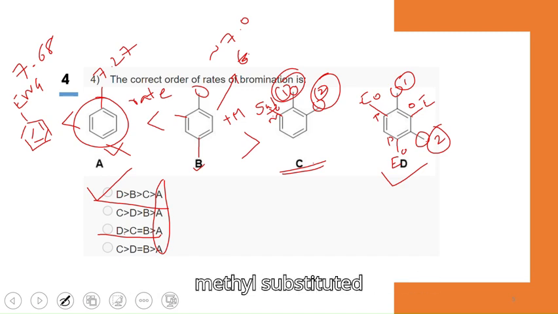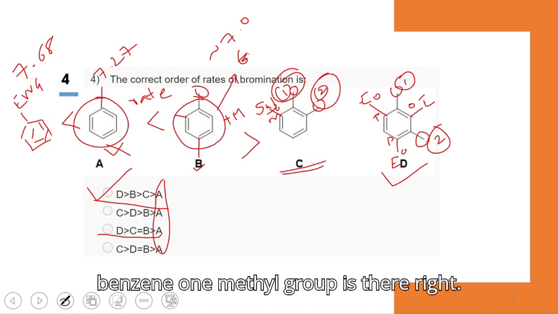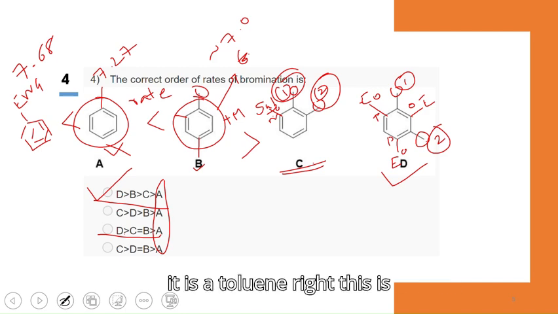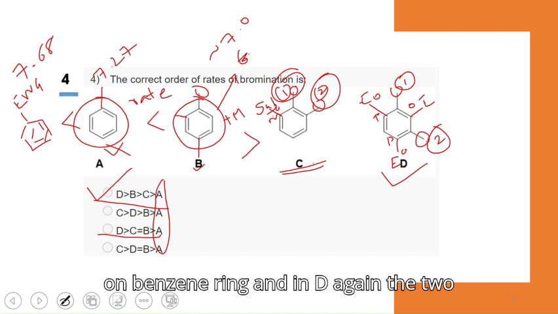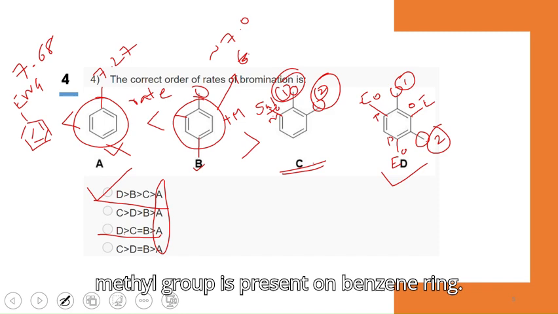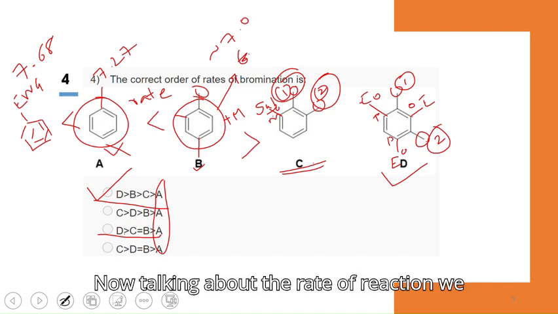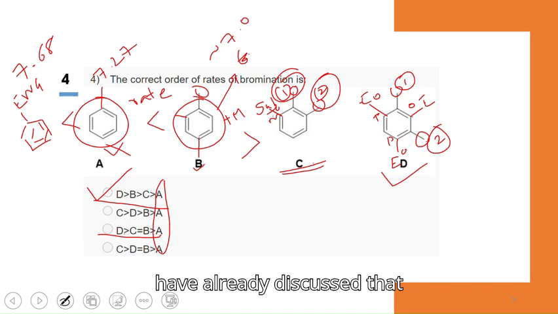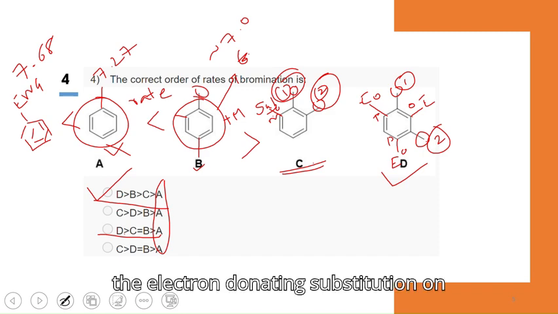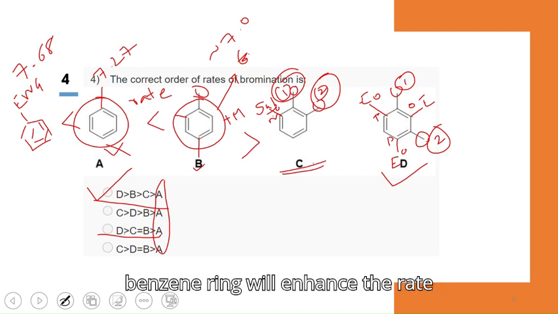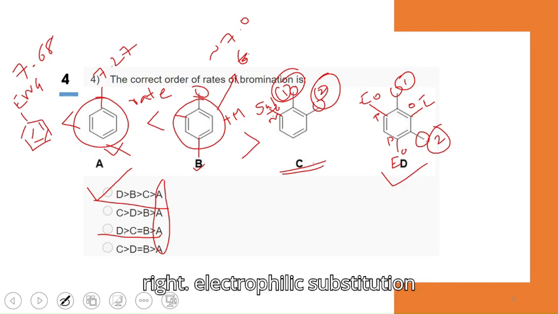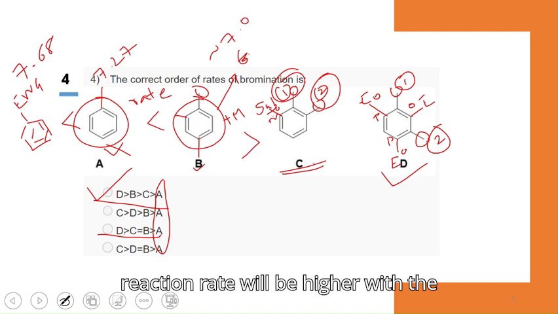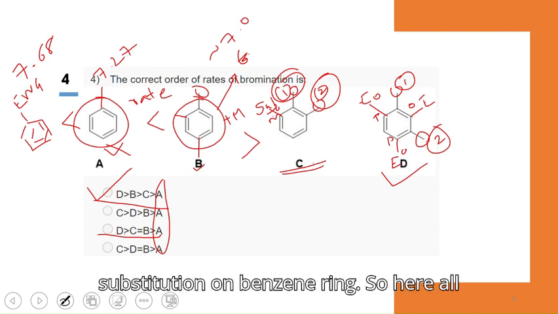And in case of this methyl substituted benzene, one methyl group is there, right? It is toluene, right? This is toluene, and in option C there are 2 methyl substitutions present on the benzene ring, and in D again 2 methyl groups are present on the benzene ring. Now talking about the rate of reaction, we have already discussed that an electron donating substitution on the benzene ring will enhance the rate of electrophilic substitution reaction, right? The electrophilic substitution reaction rate will be higher with electron donating substitution on the benzene ring.